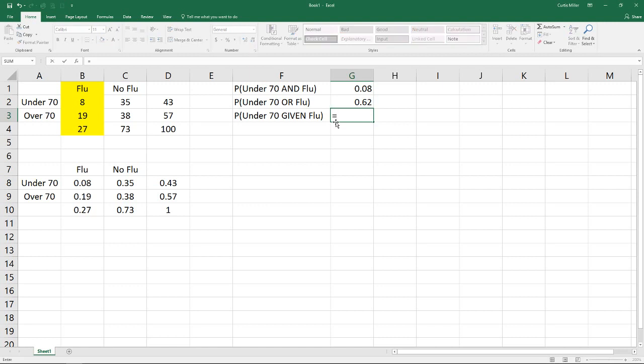Here we're going to start with our intersection value, the probability of being under 70 and having the flu that we looked at before, and divide that by the probability that we have the flu. Just like we would up here on the top, if we only had a data set of 27 people and wanted to know how many of them were under 70, we would take 8 divided by 27. This is no different. The given simply truncates our data set into a smaller subset in which we calculate the probability. That leaves us with a probability of 0.2963.